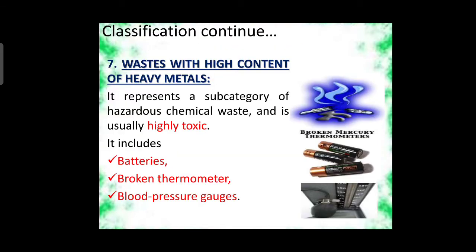The next type is waste with high content of heavy metals. It represents a subcategory of hazardous chemical waste and it is usually highly toxic. Examples are batteries, broken thermometers and blood pressure gauges. You can see these items in this picture. If they are in good condition we can use them, but if they are broken or expired, then they will be waste and harmful if you are not putting them in a proper place.